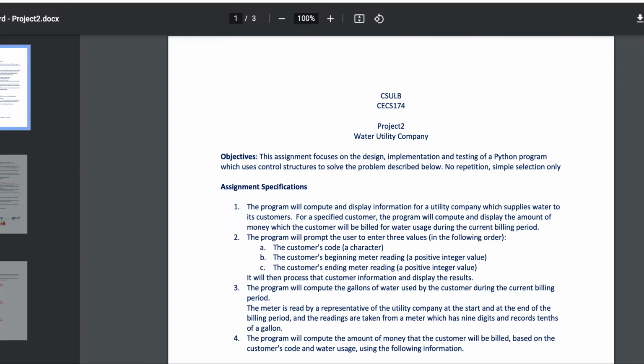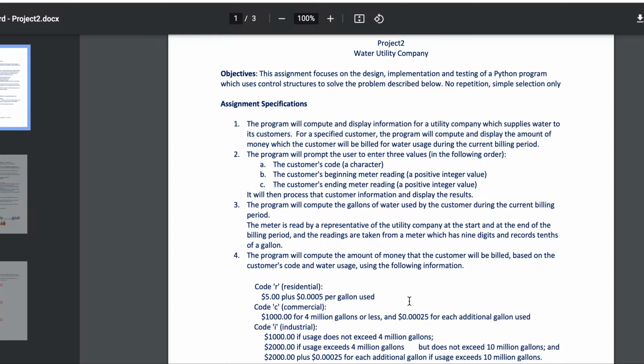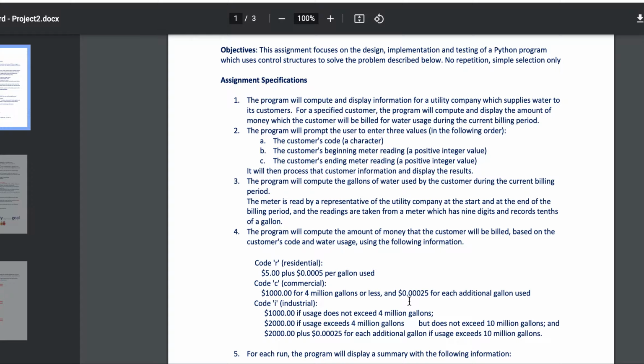So we have another project for our Computer Engineering Computer Science 174 class, and the main premise of this project is a water utility company. Using a Python program, we have created code that fills in all the requirements. The requirements are that the customer has the option to put in a special code. They have to put in their beginning meter reading, and of course their ending meter reading. These all have to be positive numbers because water usage is always positive.